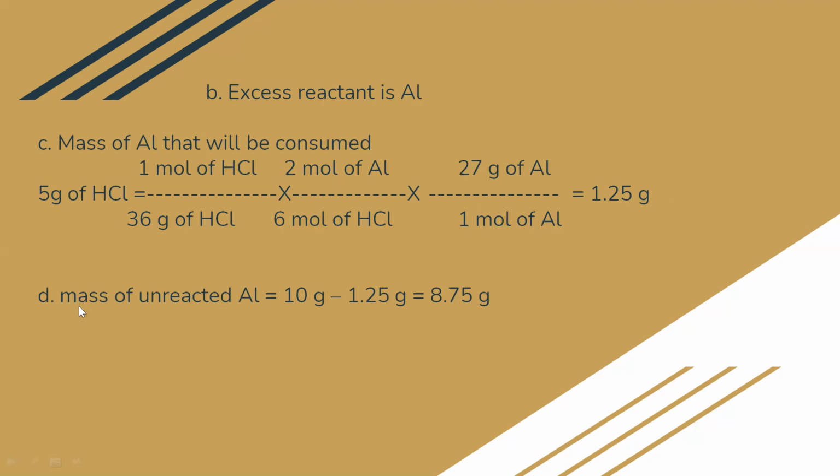For letter D, the mass of unreacted aluminum. What we are going to do is take 10 grams, which is the given, minus 1.25, which is equal to 8.75 grams. So the mass of unreacted aluminum is 8.75 grams.